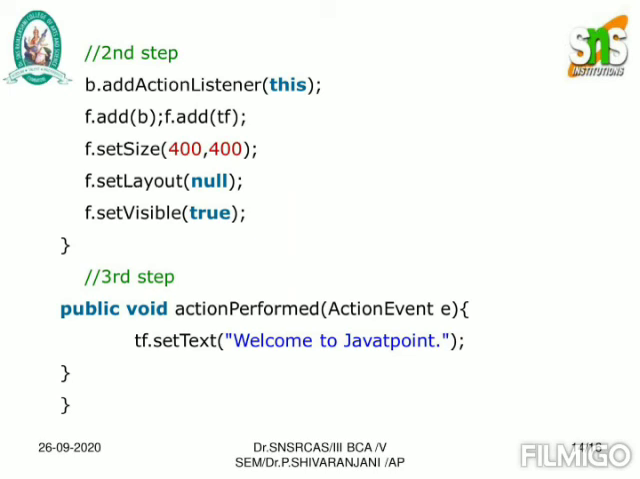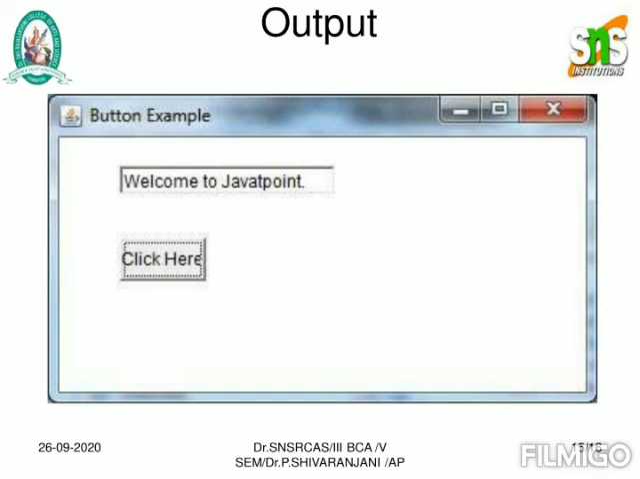In actionPerformed, when the user clicks the button, you have to display a message, "welcome to Java point". This is the text you have to display on the screen. Now this is the sample output for the program.